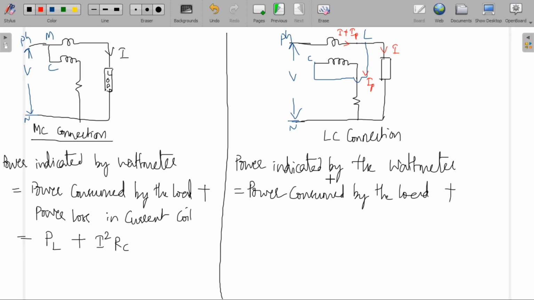So power indicated by the wattmeter will be equal to power consumed by the load plus power loss in the pressure coil circuit, which is equal to PL plus V square by RP.